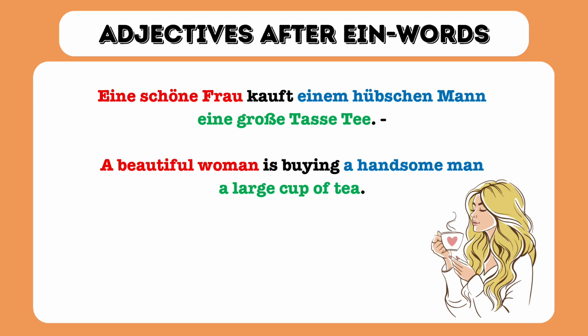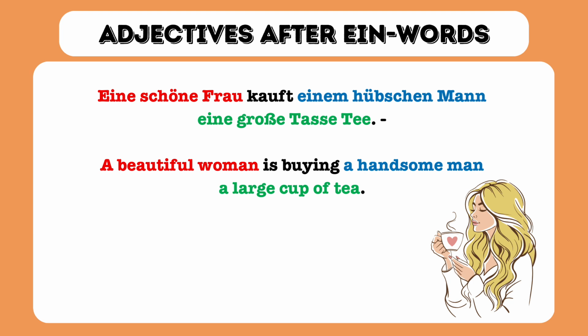Eine schöne Frau kauft einem hübschen Mann eine große Tasse Tee. A beautiful woman is buying a handsome man a large cup of tea. Eine schöne Frau is the subject of the sentence. That is nominative. Nominative feminine, everything gets an e, both the article and the adjective ending. Eine schöne Frau. Same thing happens in the accusative case. Eine große Tasse Tee. Everything gets an e at the end of it if it is feminine, either nominative or accusative. Eine große Tasse Tee.